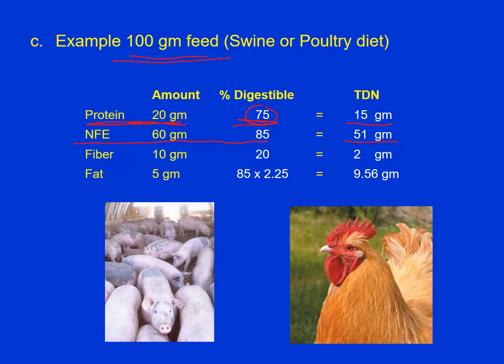The fiber, now our corn grain-based diet is not going to have that much fiber in, but it's still 10% fiber. Now the fiber is only going to be 20% digestible for this pig, so we're just getting 2 grams of TDN from the fiber. And we have about 5% fats. Corn grain is close to 5% fat, so there you go. Fat is very digestible, 85%, times the 2.25. So we're getting quite a bit of energy in that small amount of fat.